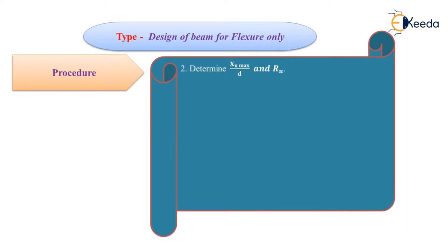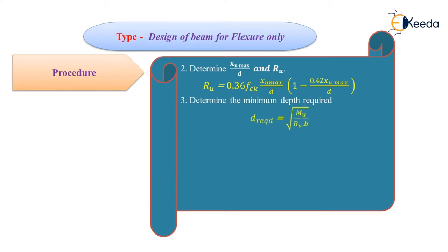Then our second step will be to find out the XU max by D ratio. There are three values of XU max by D ratio, and it is based upon the grade of steel. After that, we will find out RU from this formula: RU is equal to 0.36 into FCK into XU max by D, in bracket 1 minus 0.42 XU max by D. After that, our third step is to determine the minimum depth required, that is D required. The formula is D required is equal to under root MU upon RU into B. What is B? B is the width of section.